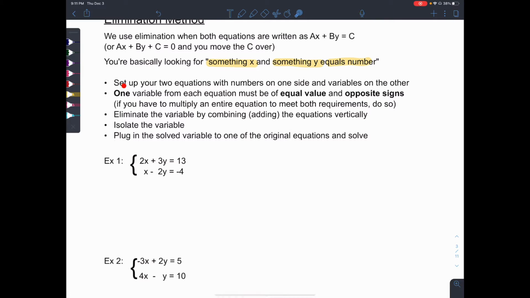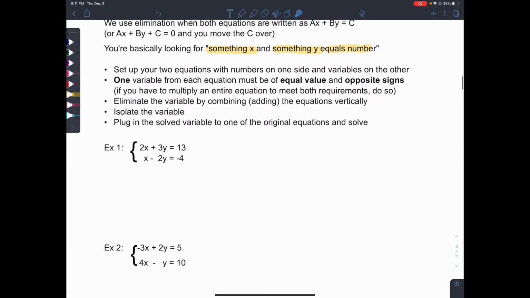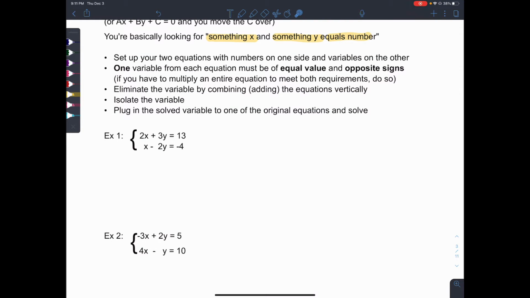So here are the steps. Set up your two equations with numbers on one side and variables on the other. So you really want that something x, something y equals a number. Now this is the tricky part. One variable from each equation must be of equal value and opposite signs.